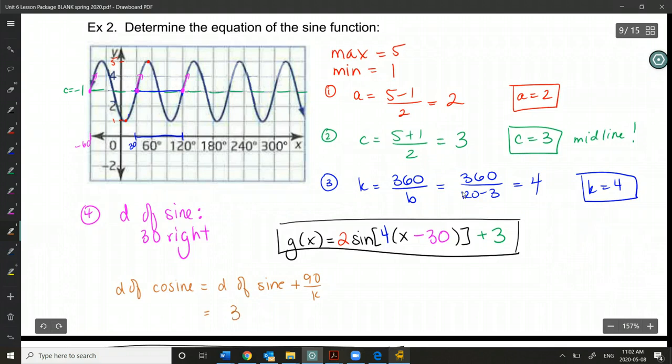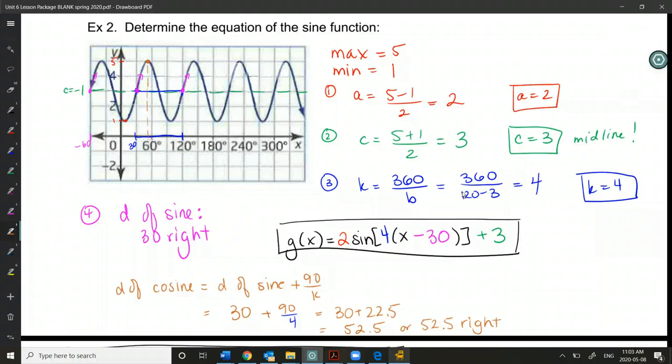So our current d of sine is positive 30, and our k value is 4. So what we're going to get from this is basically 30 plus 22.5, and that's going to give us 52.5, or in other words, it gives us 52.5 to the right because we've got a positive value out from that. Now, does that make sense? If we look at our graph here, does this look like it could be around 50? I think it does. It's between 30 and 60, but a little closer to 60, so that makes sense.